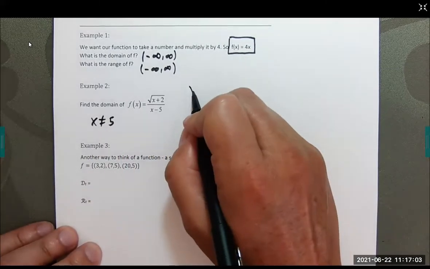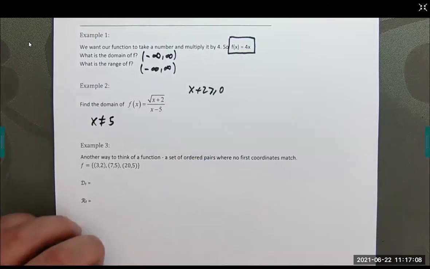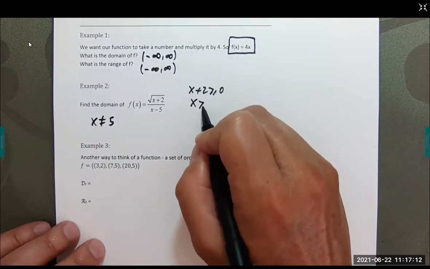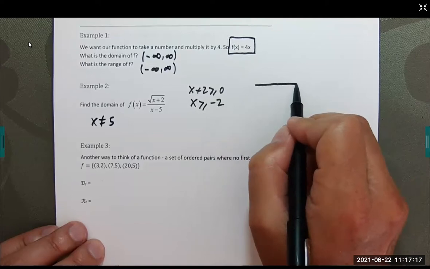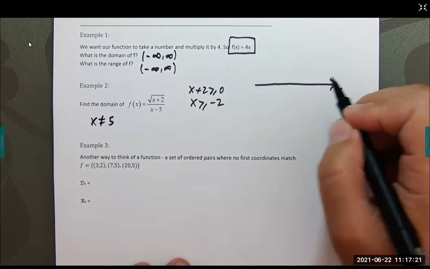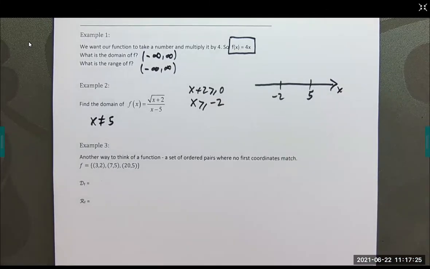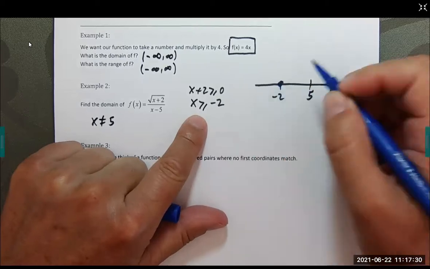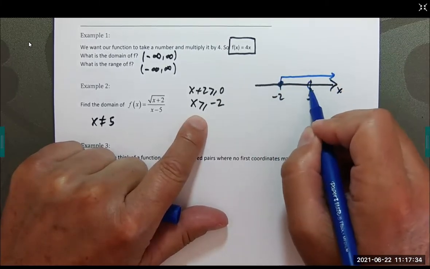We also know that X plus 2 has to be bigger than or equal to 0. It can equal 0. I can take the square root of 0 and not have any problems. But X has to be bigger than or equal to -2. And I want us to take a look at a number line. Basically, what we're going to have, because we're including -2, it's going to be a solid dot. It's going to be everything bigger than that, except we have to skip over 5.